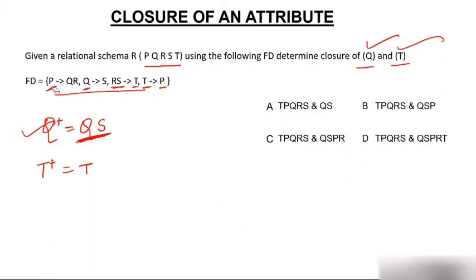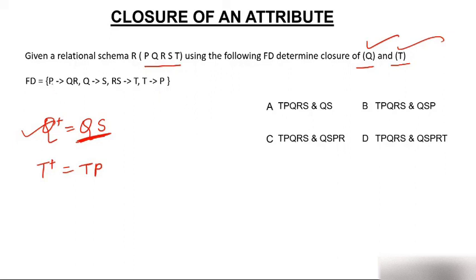Fine. So let's start with the functional dependency. Let's start. Is P over here? No, there is only T. Is Q over here? No, there is only T. Is RS over here? No, we have only T. Is T over here? Yes, I have T. So what you can do? You can use TP. Fine. So now your work is not over. You move through these functional dependencies till you are getting the same answer.